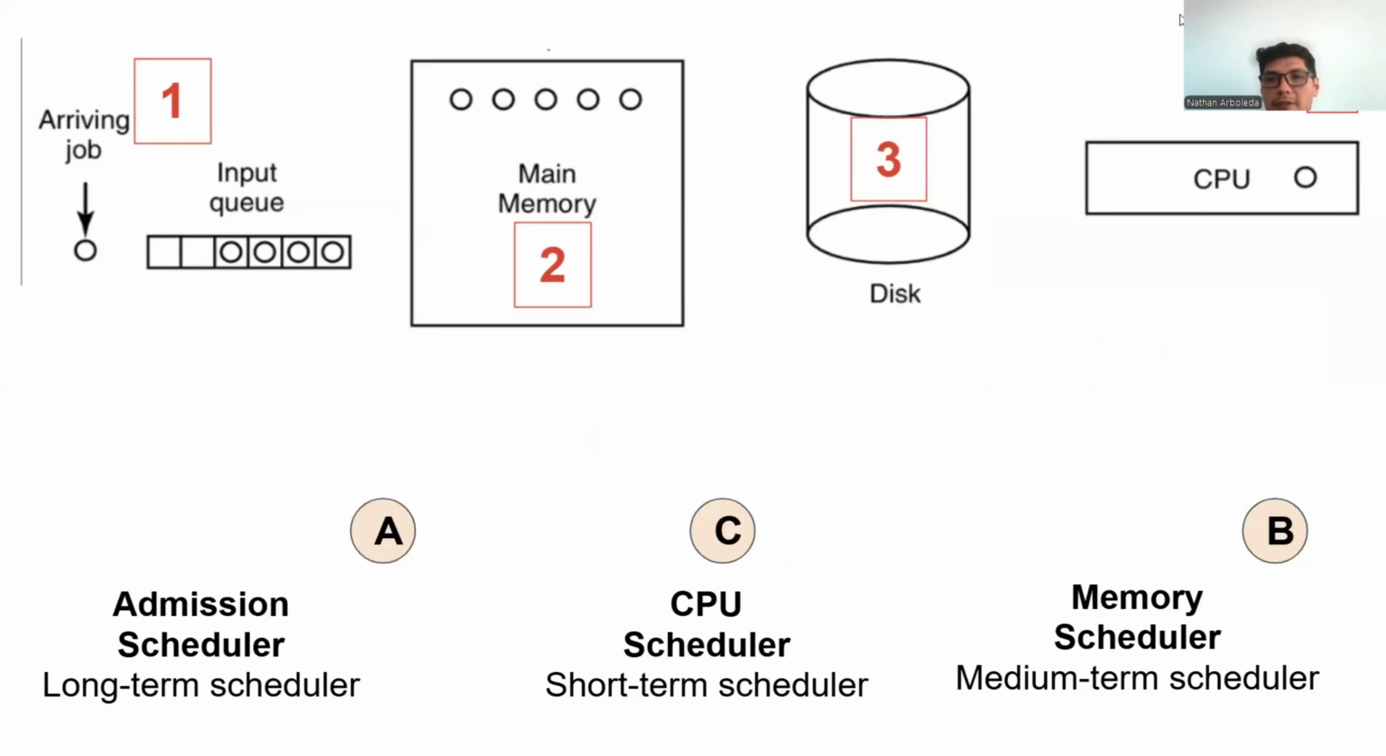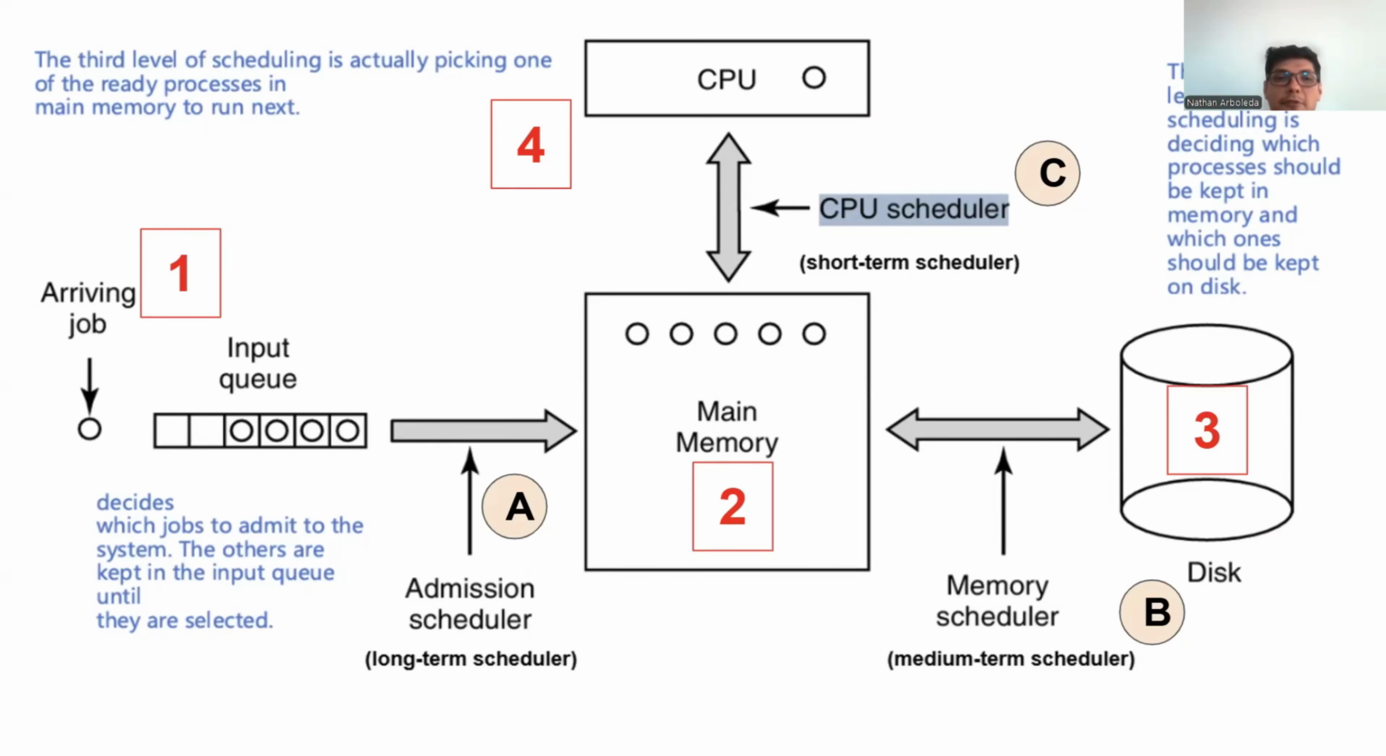First of all, we have a queue, a main memory, a disk, and the CPU. See this as part of a building. And at the bottom side, we have A, the admission scheduler, which is a long term scheduler, C, which is the CPU scheduler, and B, the memory scheduler. Here are all of the pieces of the puzzle: you have your parts of the computer and the schedulers. So let's see how this works out.